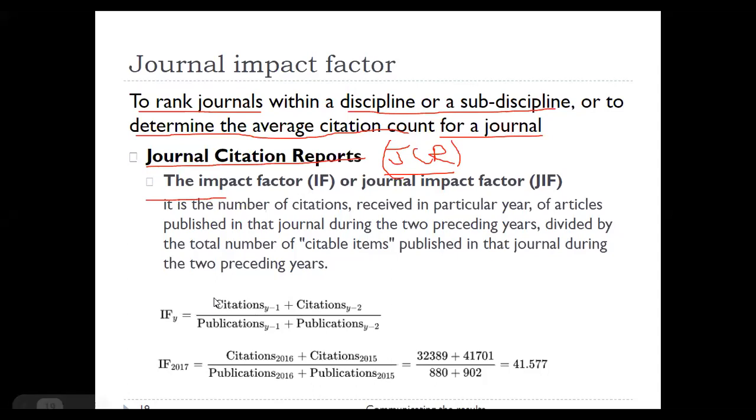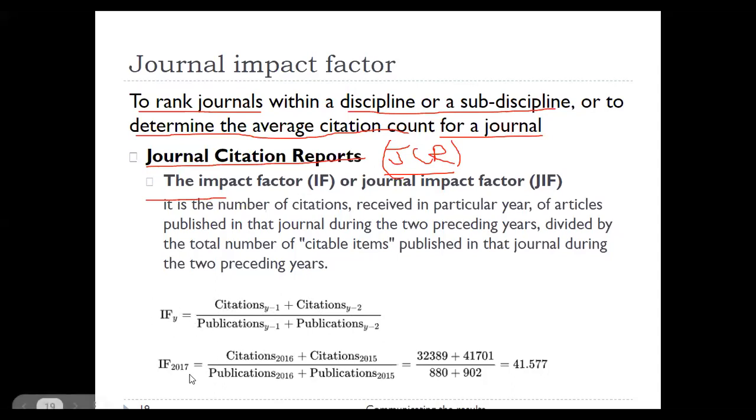So then what we will have is the citations in that particular year to all of the research papers published right before, and that will be counted. If you divide these total citations in the previous 2 years by the total number of articles published in the previous 2 years, you will get the impact factor, right?